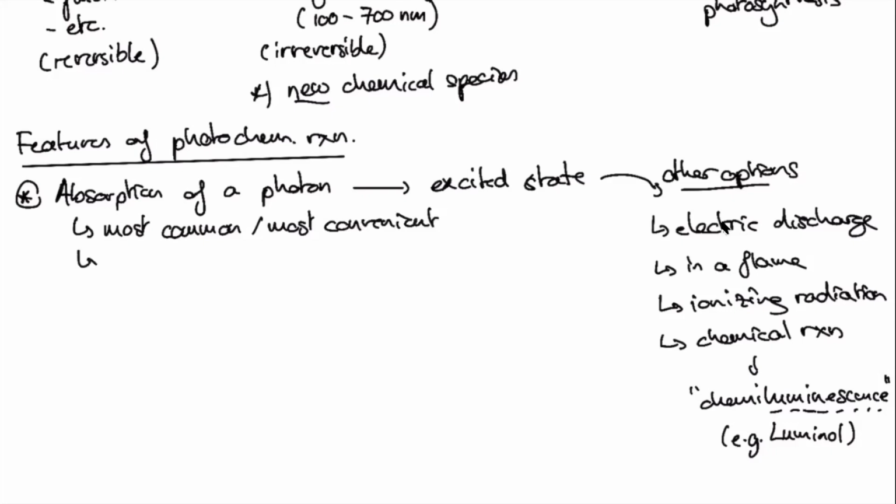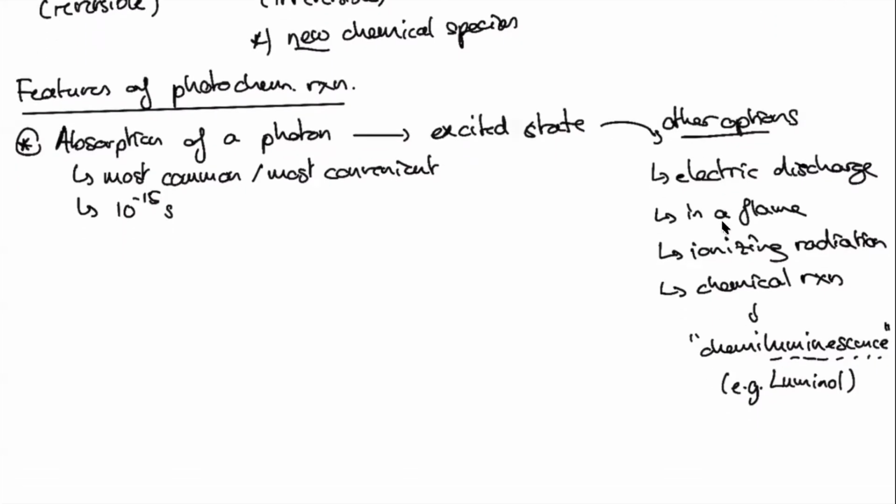And typically, we'll come back to this later, it's extremely fast, right? 10 to the minus 15 seconds. Okay, so you'll see that a lot of those photophysical processes are extremely fast. The photochemical processes are typically a bit slower.